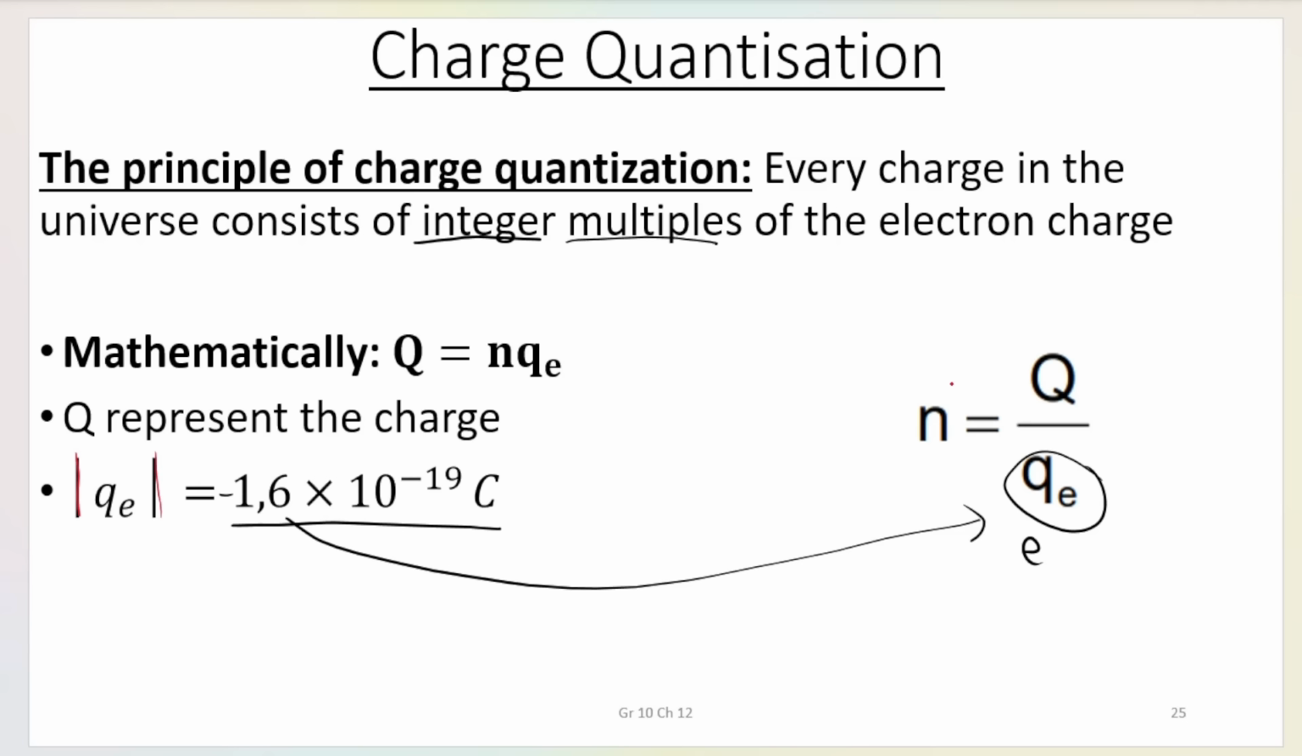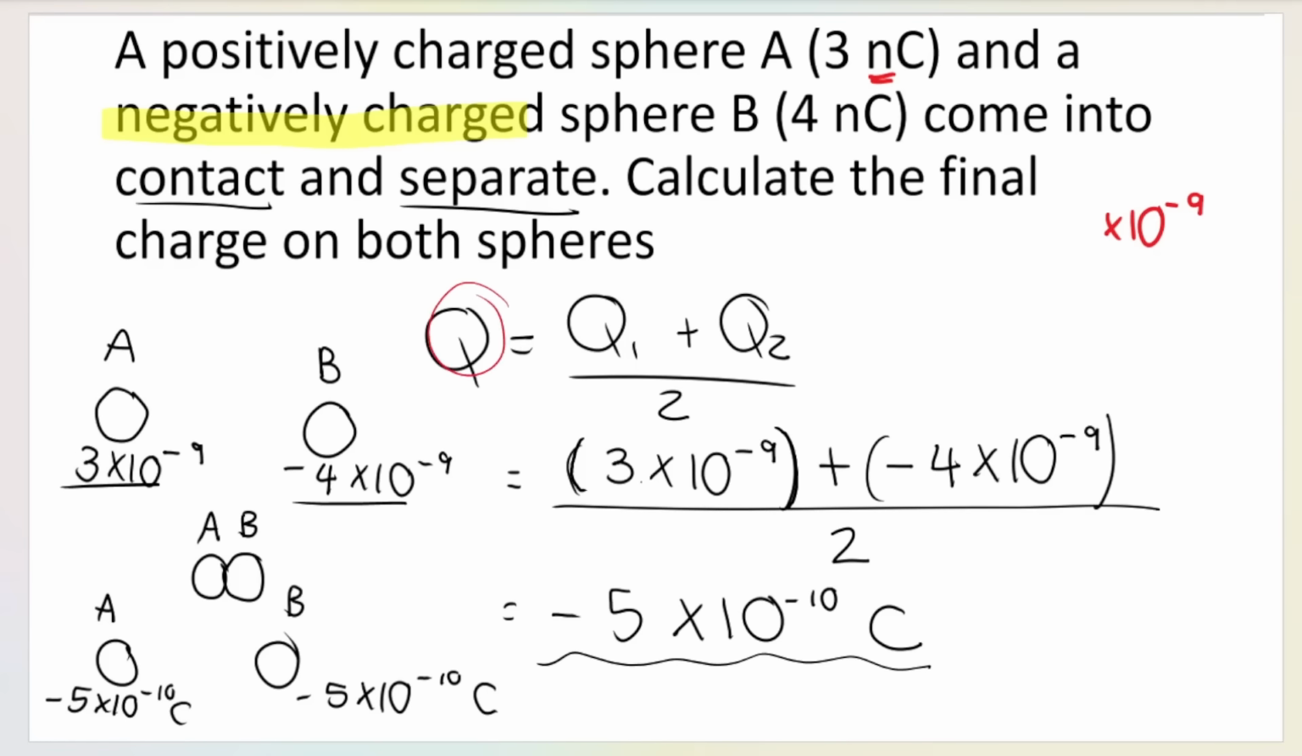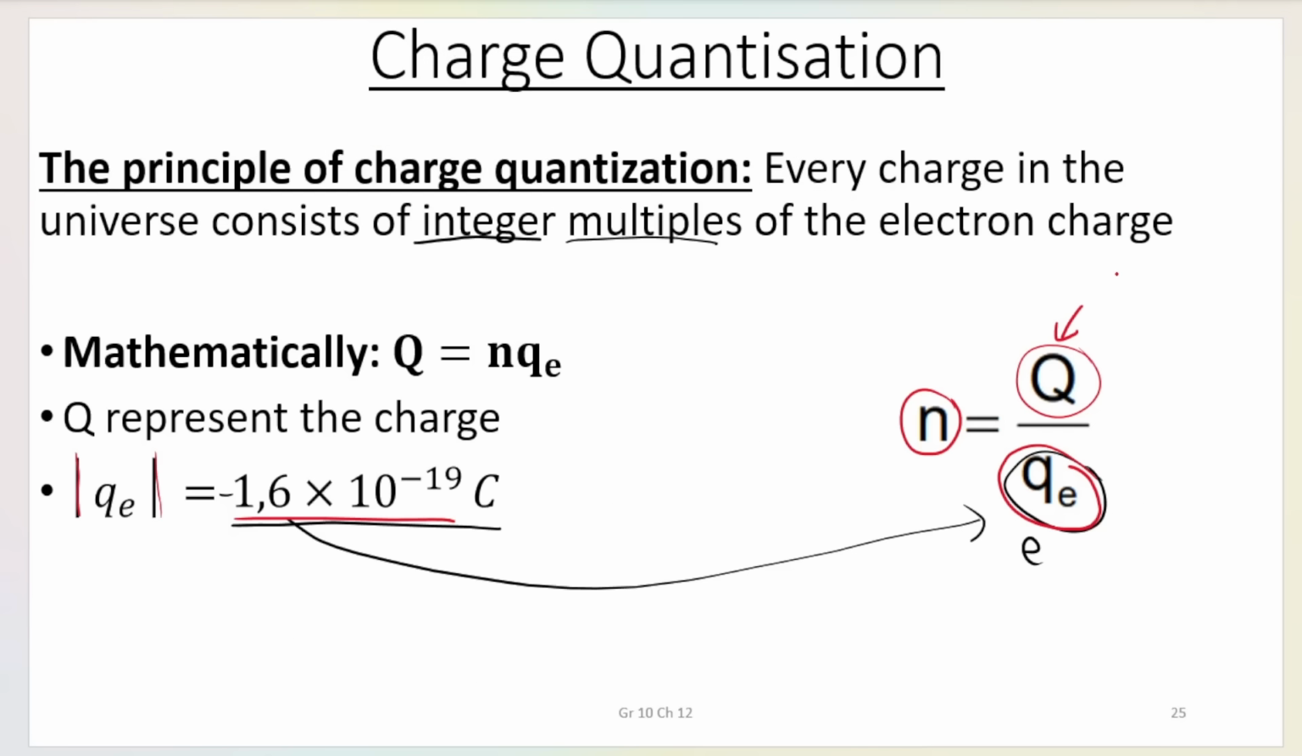But remember, earlier on I said that N is number of electrons. This is the charge on an electron, which is that over there. And that is not final charge. Remember, this Q is not the same as this Q. No, this Q is final minus initial. Just keep that in mind.